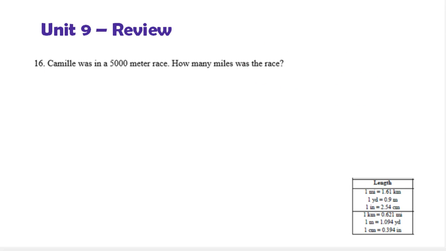Let's look at the next one. Camille was in a 5,000 meter race, and we want to know how many miles was the race. So this is a metric unit, and we're converting to a US unit. So I'm going to start with 5,000 meters. I'm going to set up my conversion factor. I think we'll need more than 1 here, so let's see. So notice I'm trying to change from meters to miles, and none of these tell me meters to miles, so I'm probably going to have to take 2 steps. So first I'm noticing that I do have a relationship between miles and kilometers.